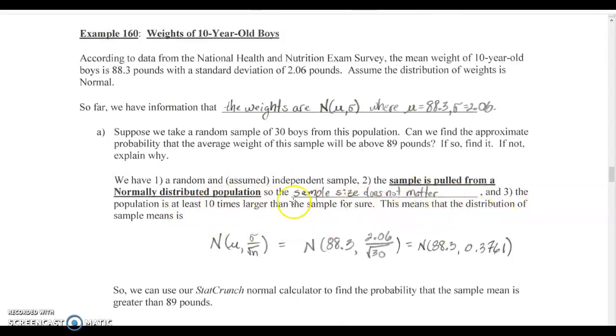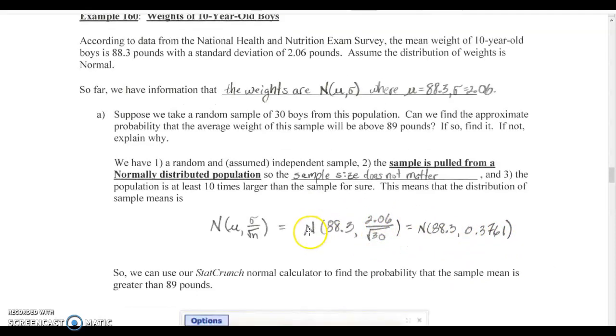So this means that the distribution of sample means is normally distributed with the mean of mu, the population mean, and the standard error is the standard deviation, which is sigma divided by the square root of n. So now our standard error, which is the standard deviation of the distribution of sample means, is 2.06 divided by the square root of 30, which is 0.3761.